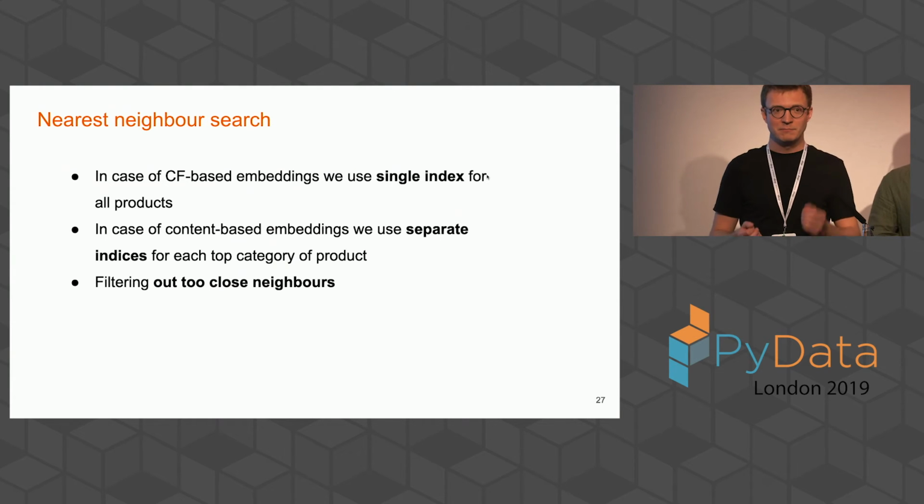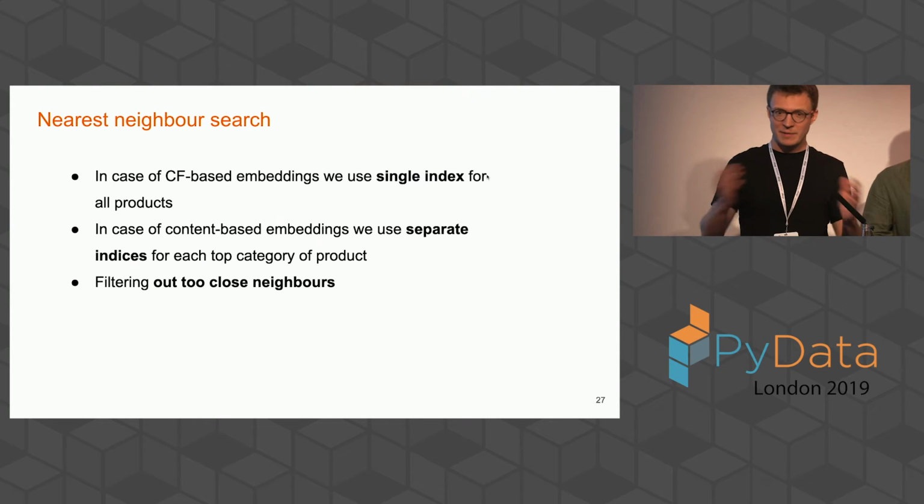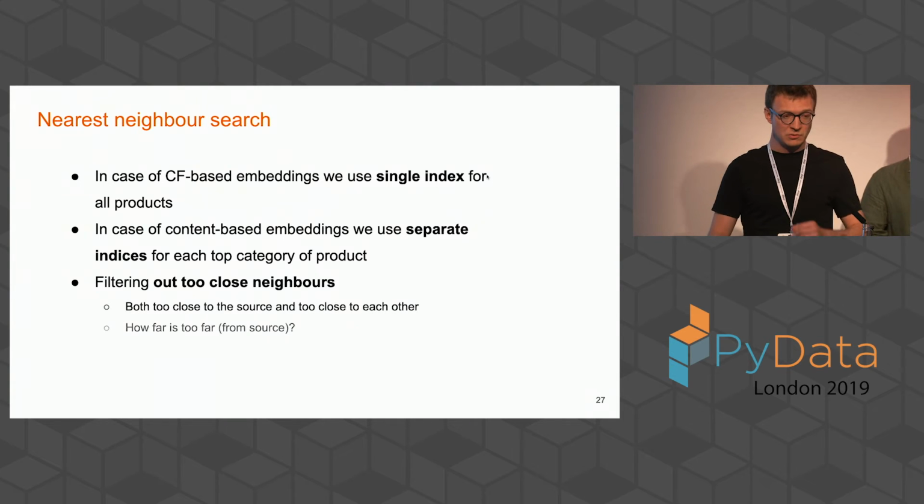So we introduce some minimal delta, or minimal distance, between a query product and the remaining products, and also between pairs of products in the neighbor list. Of course, this delta can be treated as a hyperparameter, and it's not easy to select a good delta, a good minimal distance. It has to be done in some experimental way.